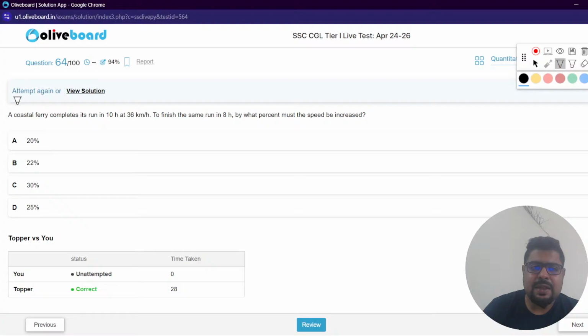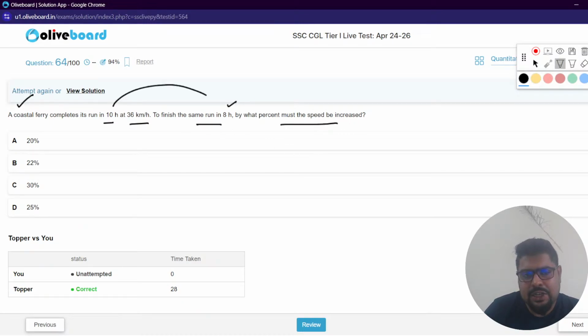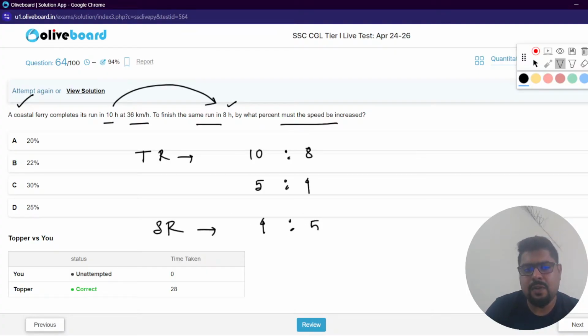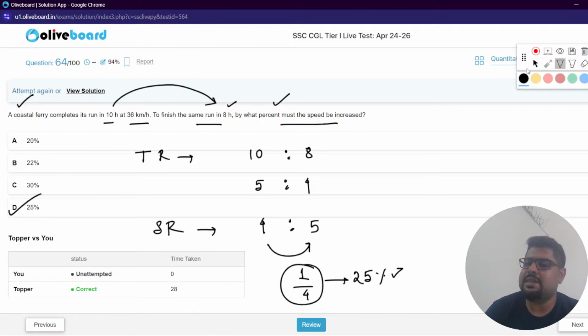Coastal ferry completes its run in 10 hours at this much speed. To finish the same run at this speed, what will be the increment of speed? Time ratio, sir, that is 10:8, meaning 5:4. So speed ratio must be 4:5. You don't even need the speed, because they're asking for the percentage increment. Increment of 1 out of 4. Percentage increment is 25%. Done and dusted, sir. Option D is the answer.